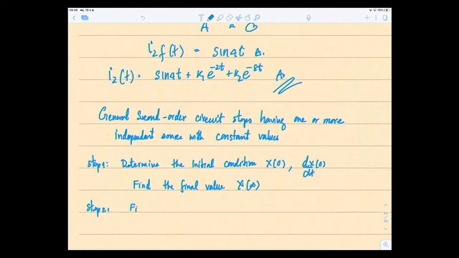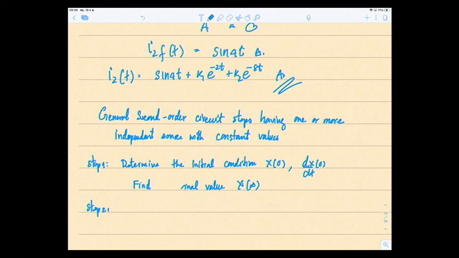Step 2, you find the natural response, xn of t, right? By setting all the sources off. So in other words, your forcing term is set to 0. Also find the second order. Find the, I think I got it switched, sorry.